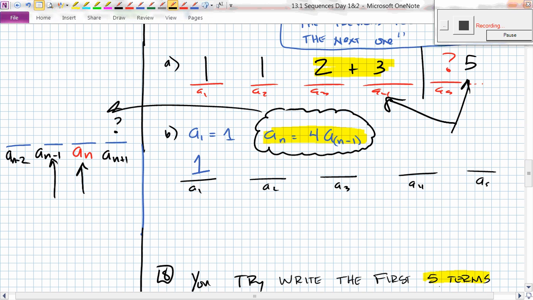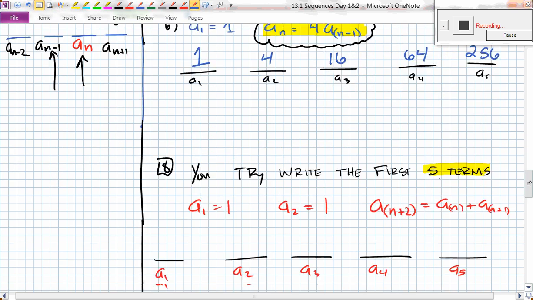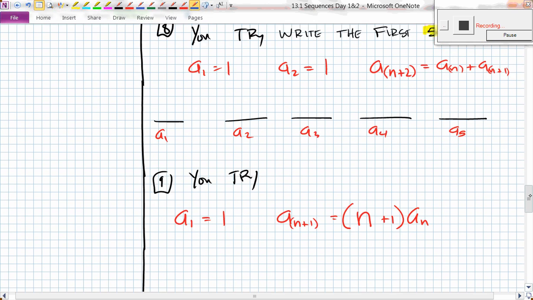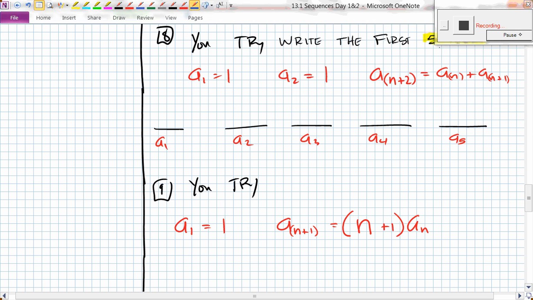So if the first term, a sub n, in general, is equal to 4 times the one right before it, what is a sub 2, you guys? 4, correct. What is a sub 3? Very good. You guys got it. 256. All right, that's another example of recursion formulas, right? All right, you guys try this on your own. See if you can 3 and then 5, yeah.